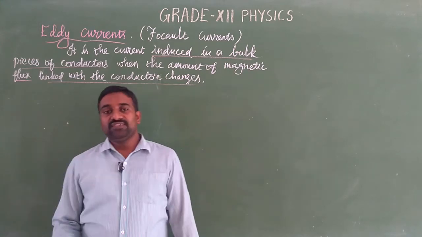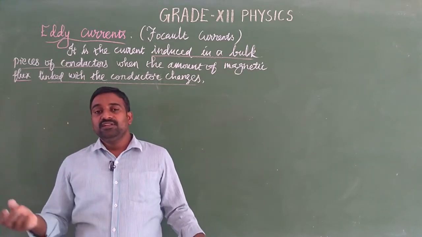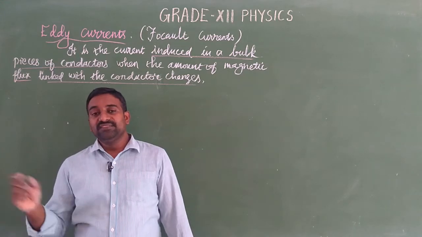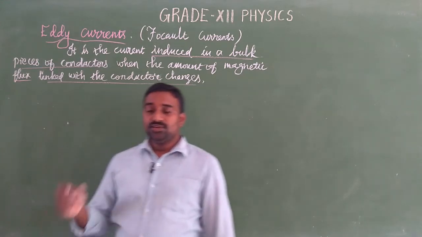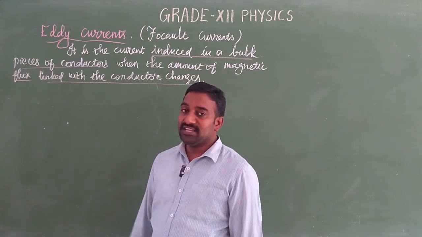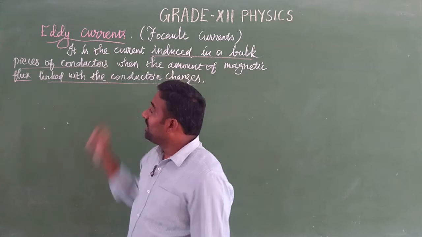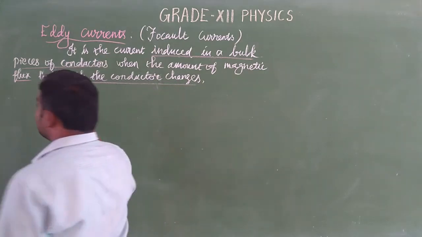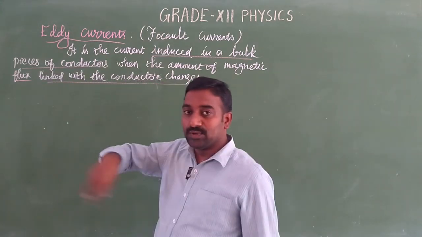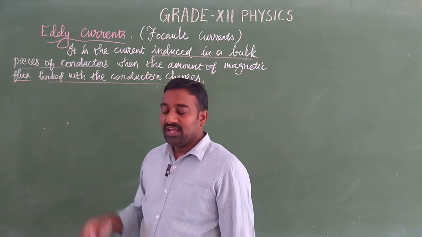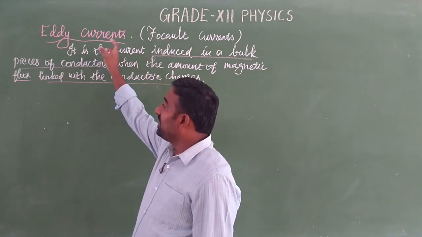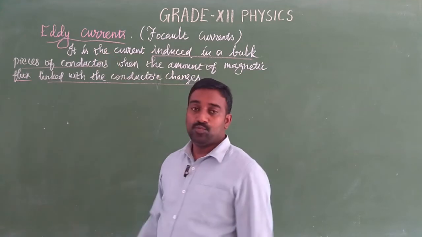So this oscillation of the conductor in an external magnetic field is due to the change in magnetic flux linked with the bulk piece of the conductor. So in the bulk piece of conductor, the current is induced. Such currents are called eddy currents. The word eddy means swirling eddies in water. தண்ணியில வர நீர் சுழல், நீர் குமிழி சுழல் இப்படி வரும்ல அதே மாதிரி. So the word eddy means swirling eddies in water.